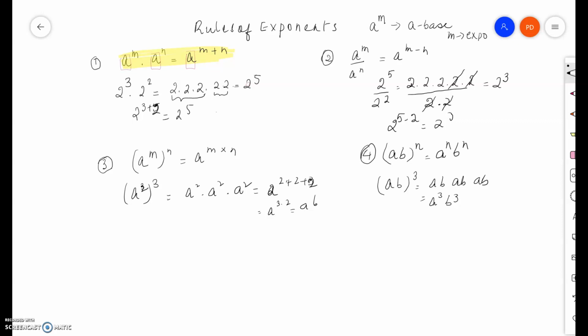We can think of this 5 as 3 plus 2. 3 of the first and 2 of the second. So there's a total of 5 of the 2's multiplied together. So that's 2 to the 5th power.